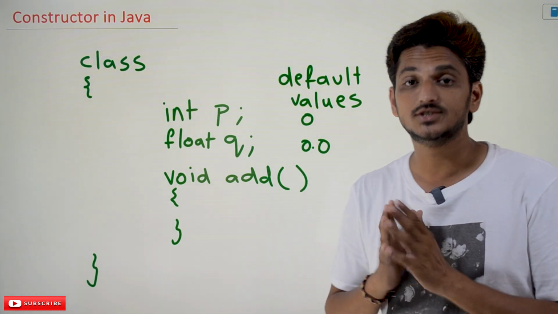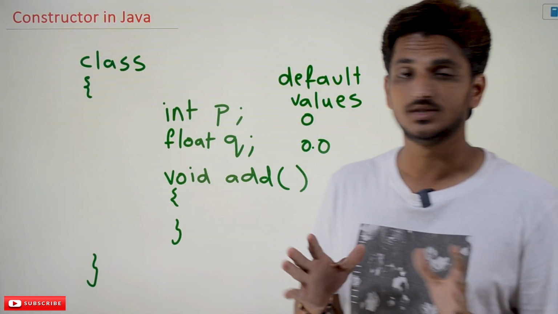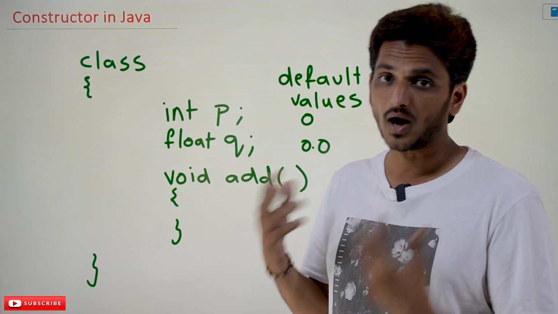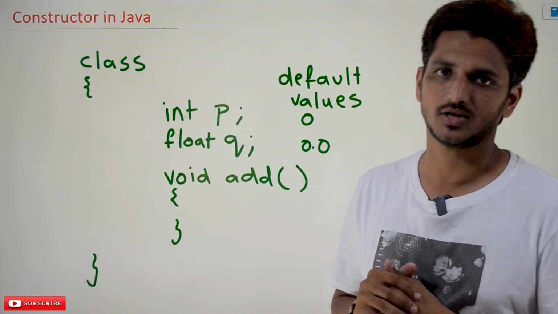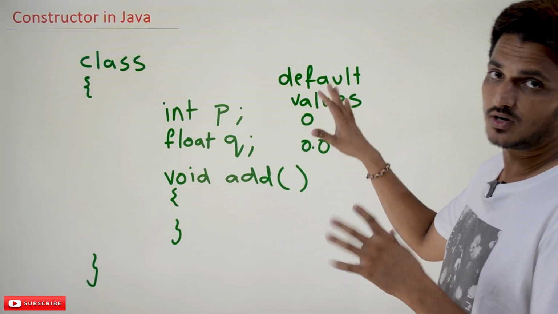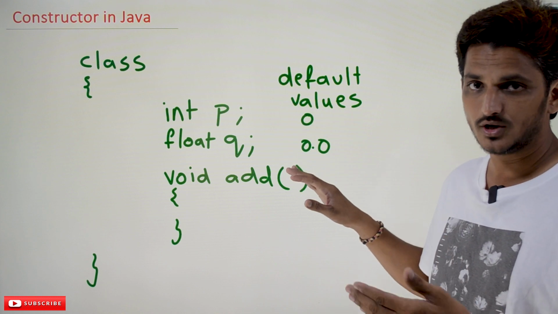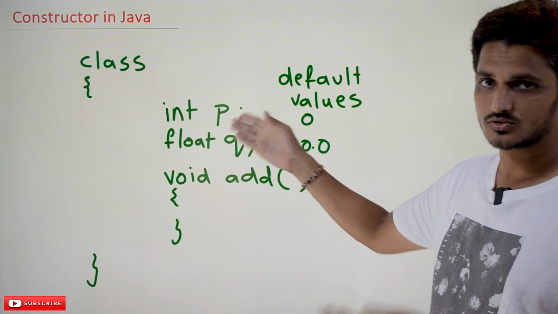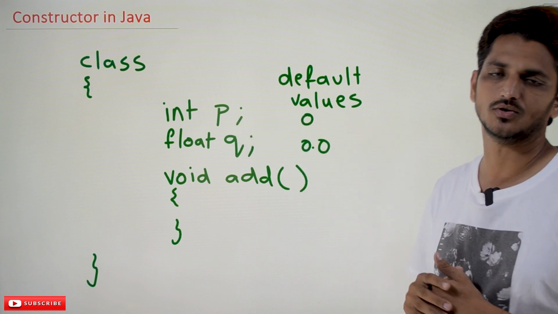This is only for instance variables. For local variables, this is not going to happen. So you need to understand these points before we move on to the constructor example. By default, our Java compiler is going to assign default values to instance variables. What are those values? 0 and 0.0.